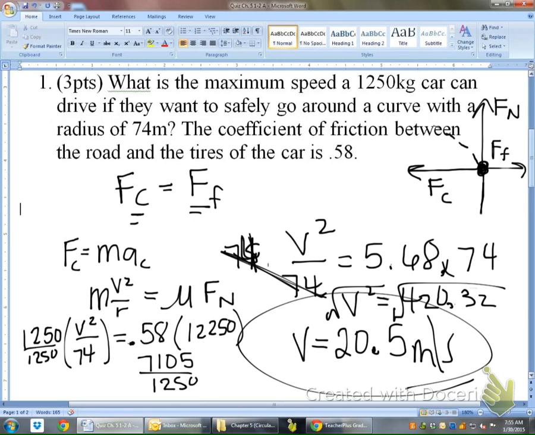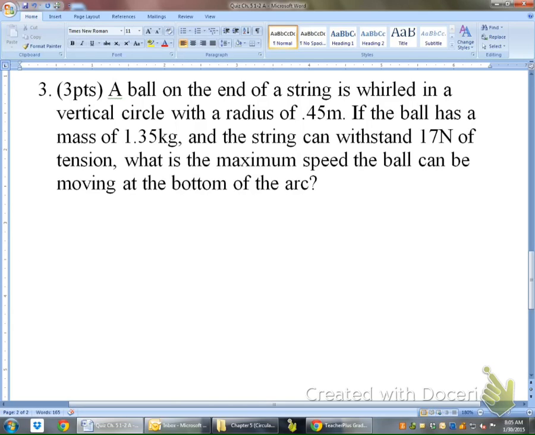Okay. All right, so for this problem, it says a ball on the end of a string is whirled in a vertical circle. So now we're looking at it a little differently. We're looking at something that's moving in a vertical circle instead of a horizontal. Okay, so it's moving vertically like this. We want to know, if the ball has a mass of 1.35 and the string can withstand 17 newtons of tension, what's the maximum speed the ball can be moving at the bottom of the arc?